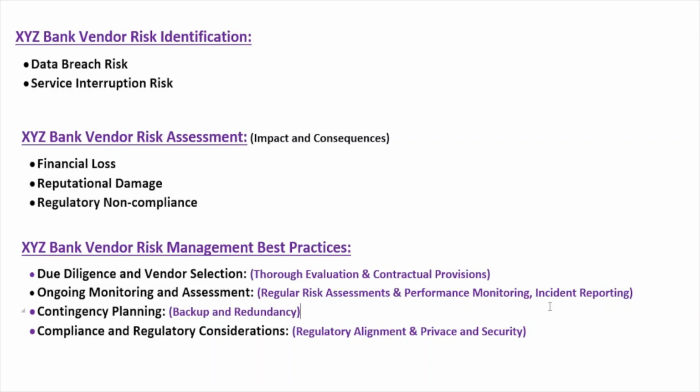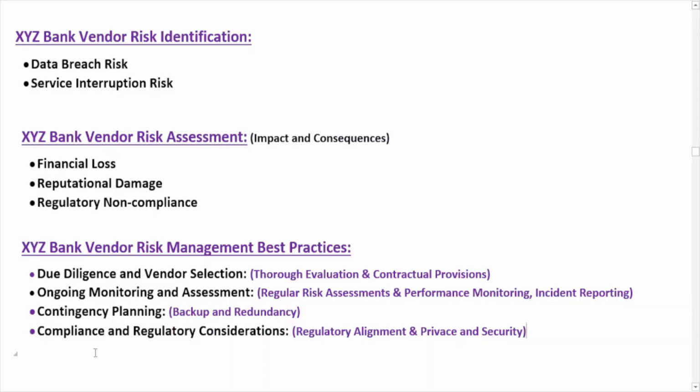The third best practice to manage vendor risk is contingency planning, where they need to ensure appropriate backup mechanisms, and also ensure that redundancy plans are in place to mitigate the impact of vendor service disruptions or failures as well.